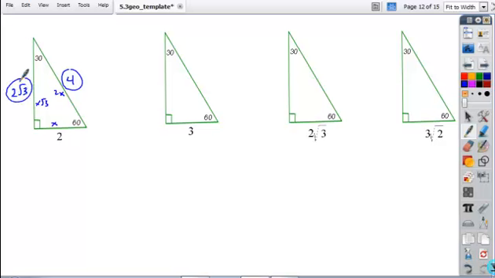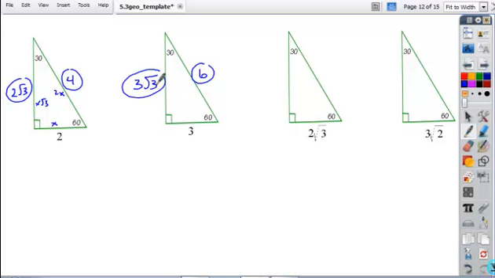For this second example, what would the hypotenuse be? Shorter leg of 3 means hypotenuse is double that, 6, and the longer leg is going to be 3 times root 3. Be very careful. The biggest mistake that happens on the 30, 60, 90 and 45, 45, 90 triangles is to mistake the roots. And remember, the 30, 60, 90 is dealing with the root 3 pattern. The 45, 45, 90 is dealing with the root 2 pattern.